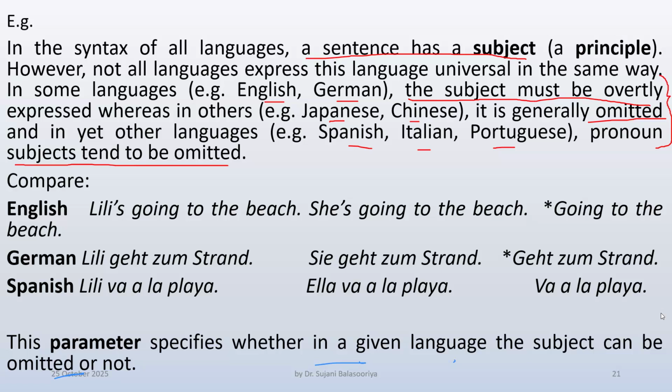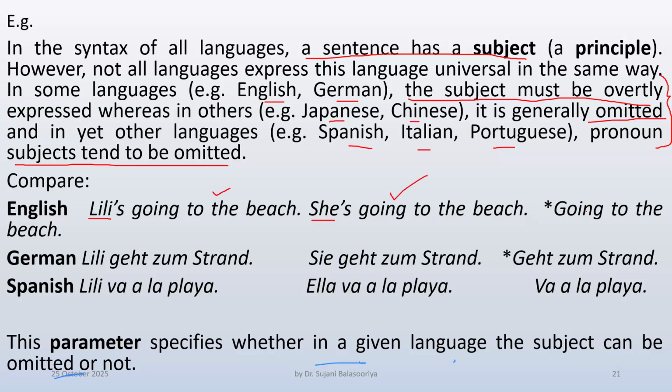Look at these sentences. In English, we have this sentence: Lily's going to the beach. It's contracted; the 's means is. Lily is going to the beach. Lily is the proper noun. And there's a second sentence in English: She is going to the beach. She is a pronoun. That is also fine. It's correct. First pattern and second pattern, fine.